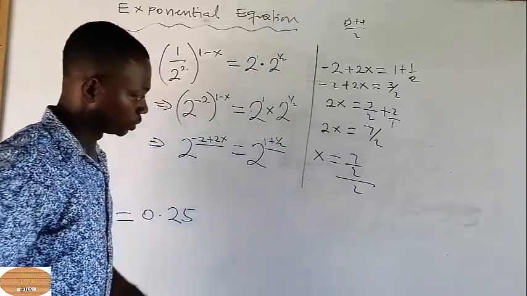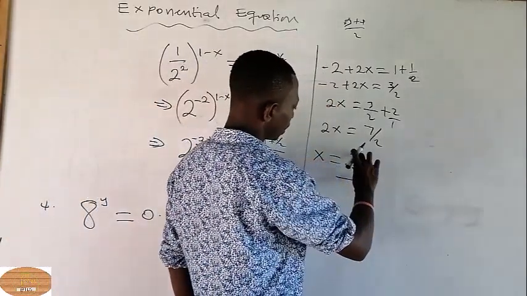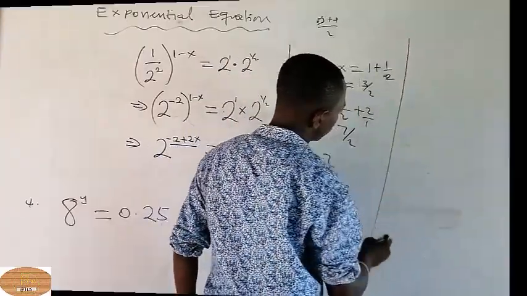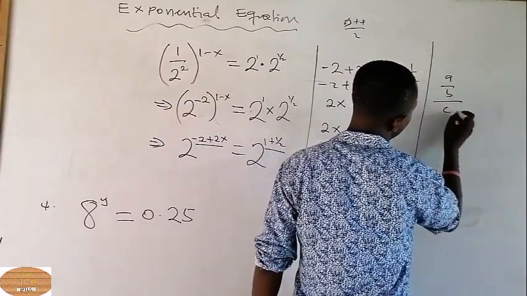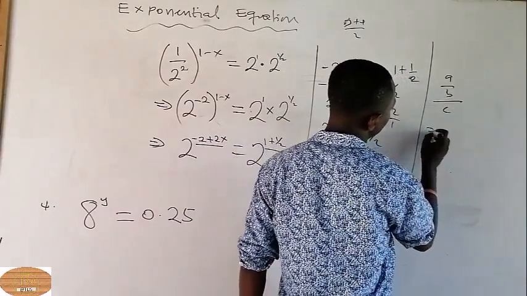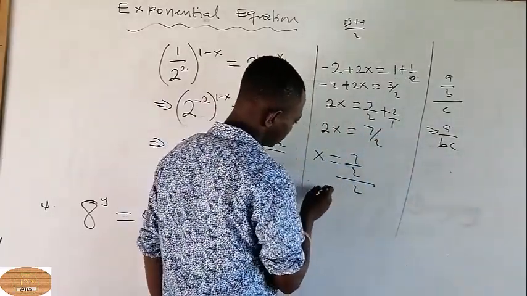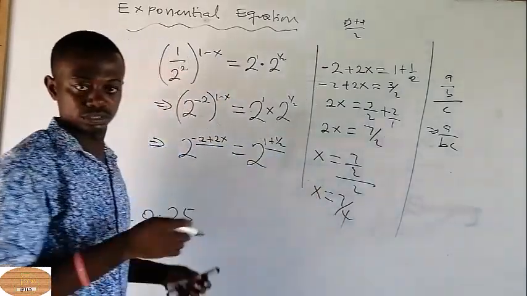Alright. So this one is a basic equation. So this one is 7 over 2 over 2. Now in case you are given a over b all over c, that is the same as a over bc. So this one x is straight away 7 over 4. Or you can use a calculator to check that.